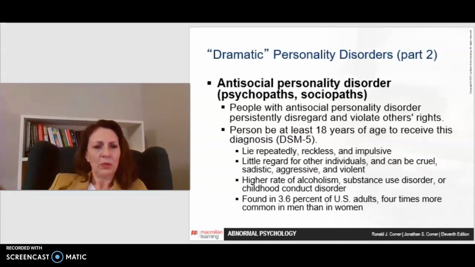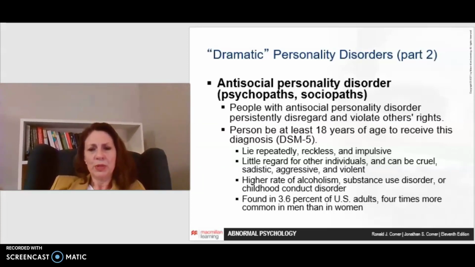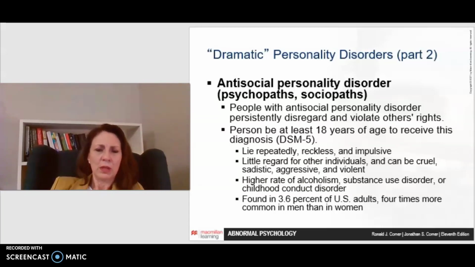The first type is arguably the most problematic of all personality disorders, the antisocial personality, involving psychopaths and sociopaths. People with antisocial personality disorder persistently disregard and violate others' rights. A person has to be 18 years of age to receive the diagnosis. These people lie repeatedly, they're reckless and impulsive. They have little regard for other individuals and can be cruel, sadistic, aggressive, and violent. They have higher rates of alcoholism, substance abuse, and they also tend to start out life with childhood conduct disorder. This is found in 3.6% of U.S. adults.